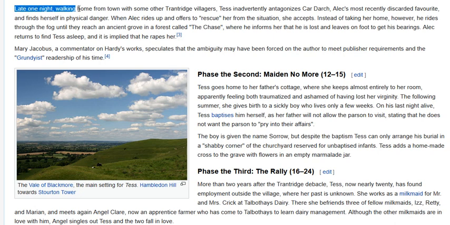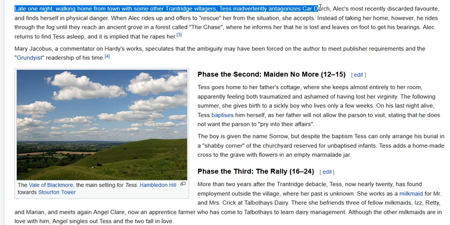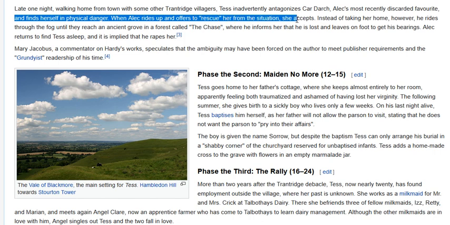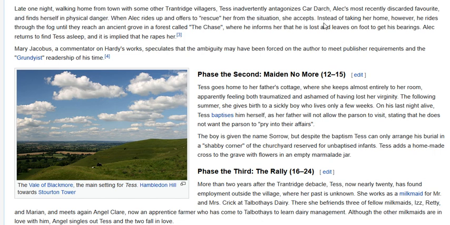Late one night, walking home from town with some other Trantridge villagers, Tess inadvertently antagonizes Car Darch, Alec's most recently discarded favorite, and finds herself in physical danger. When Alec rides up and offers to rescue her from the situation, she accepts.